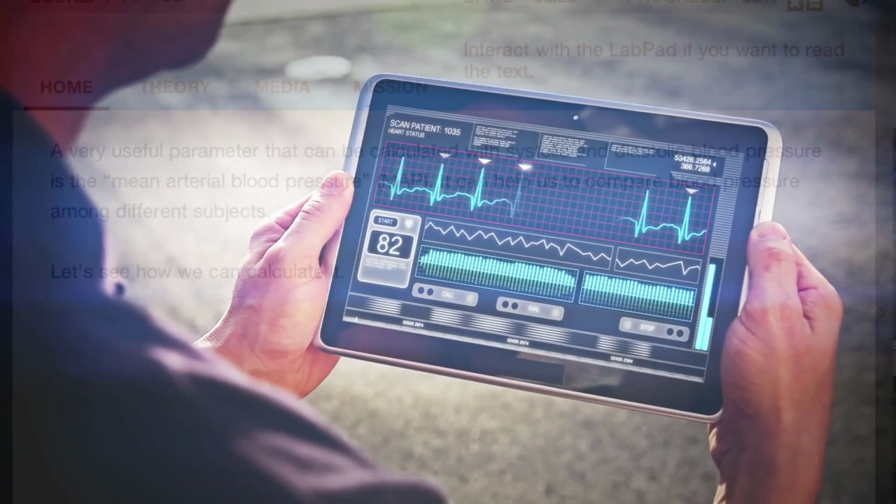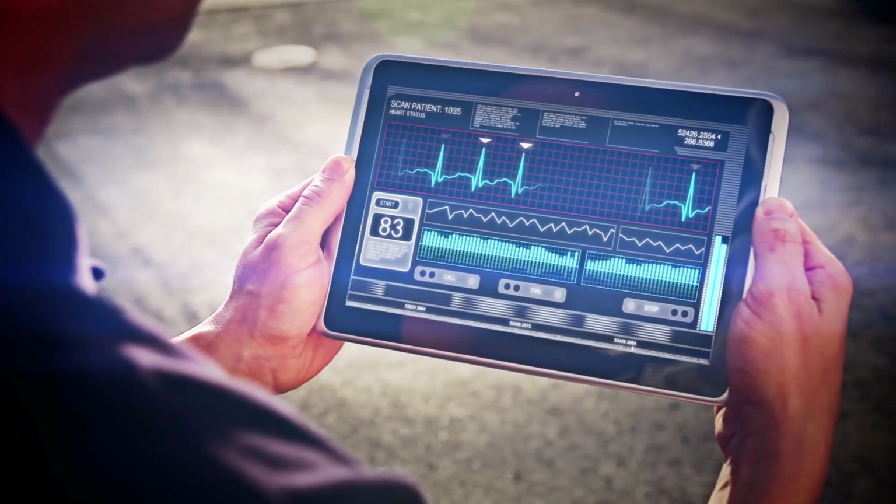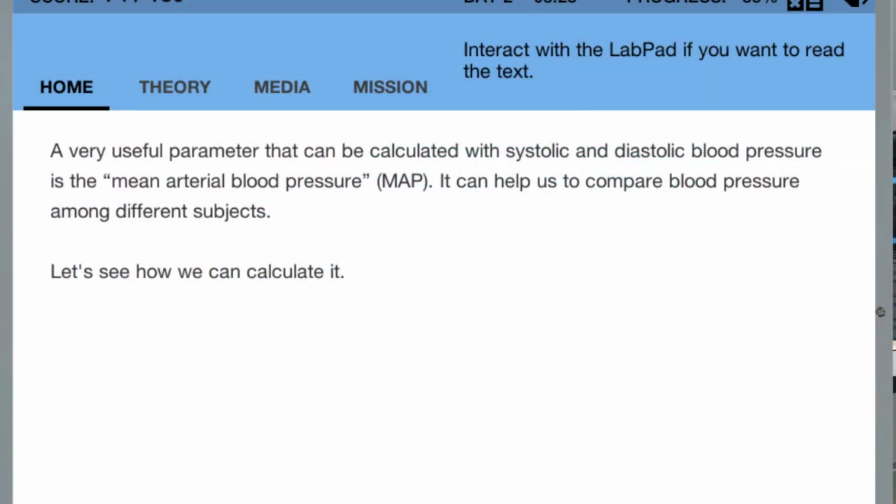A very useful parameter that can be calculated with systolic and diastolic blood pressure is the mean arterial blood pressure. It can help us to compare blood pressure among different subjects. Let's see how we can calculate it.